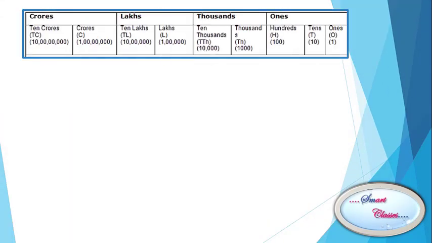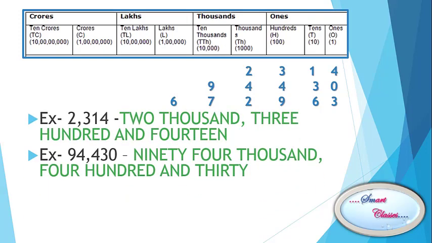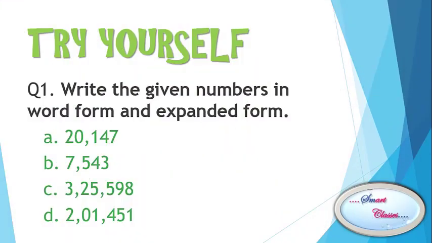We can see some more examples over here. The first one, 2,314. Second example, 94,430. And the last one, 6,72,963. Remember, we should know all the concepts of place value chart because this is very important to understand this topic clearly. I hope you have understood enough about the topic. Here are some questions which you can try by yourself.